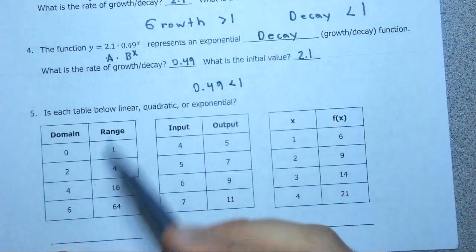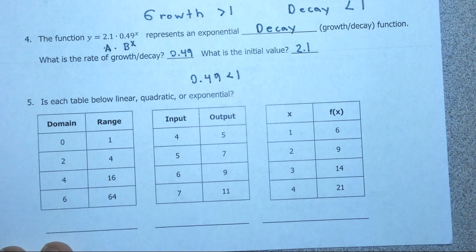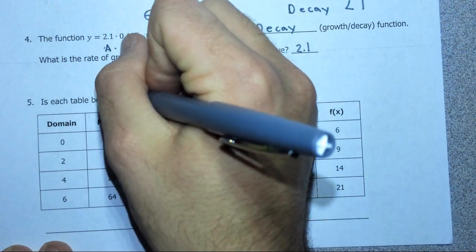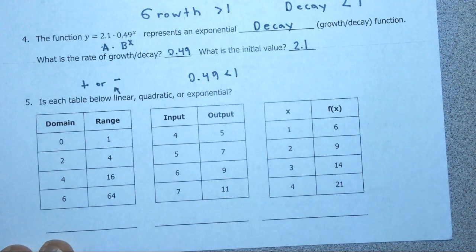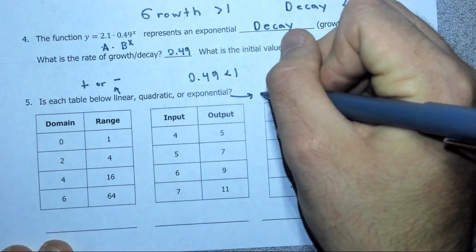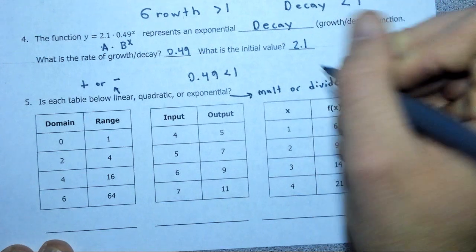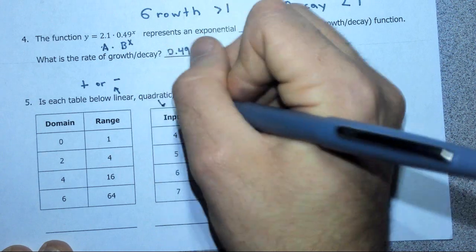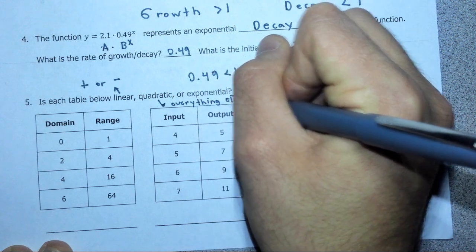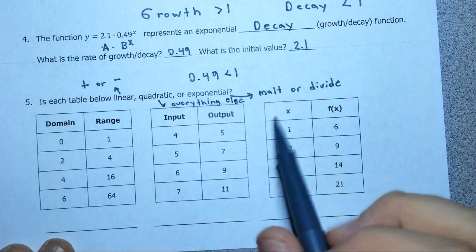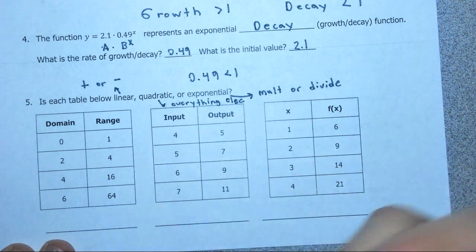Alright, number 5. I want to know linear, quadratic, or exponential. Well, again, I have many ways to do this. I'm going to show you the easiest way. Remember that linear, I add or subtract. Exponential, I multiply or divide. And quadratic is everything else in between. This says everything else for all you people who care that I write tiny. Everything else. So linear, I add or subtract. Exponential, I multiply or divide. Quadratic just is everything else.